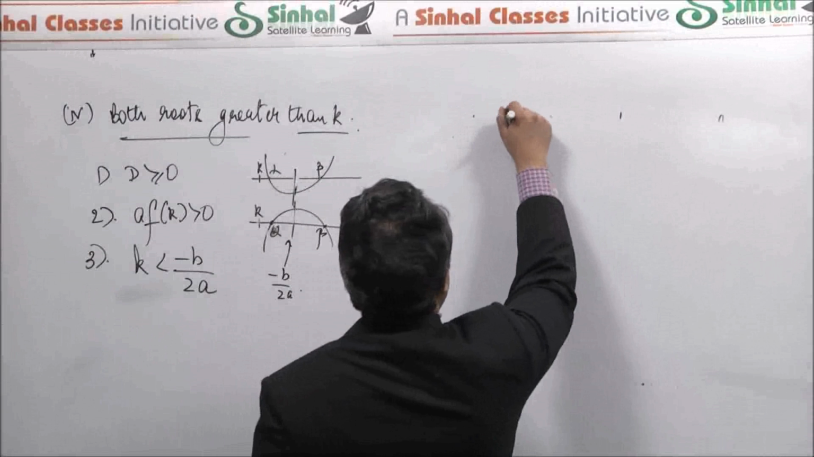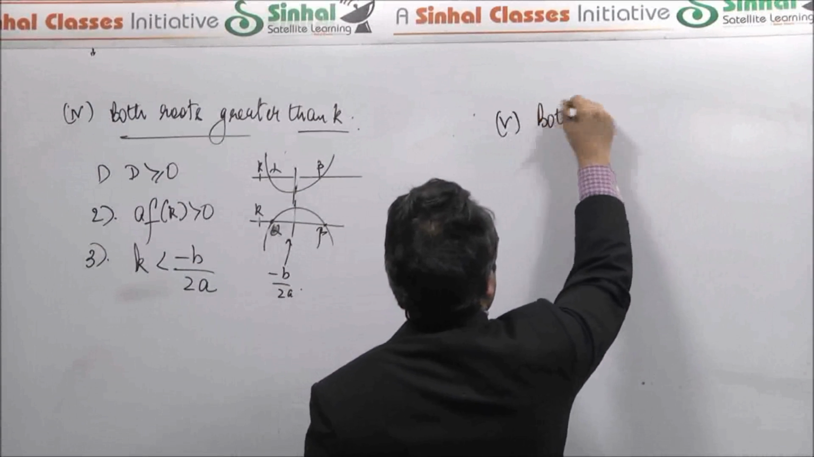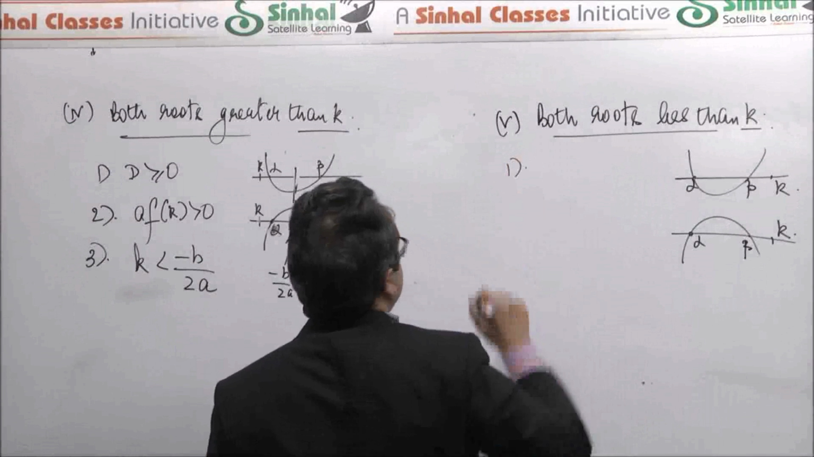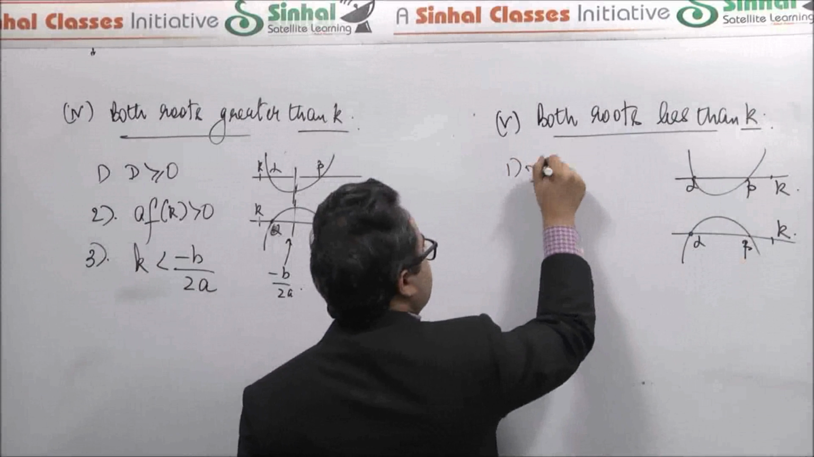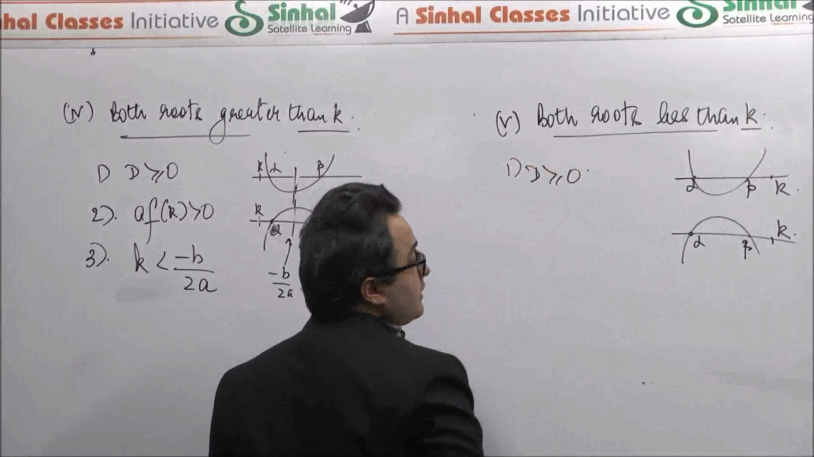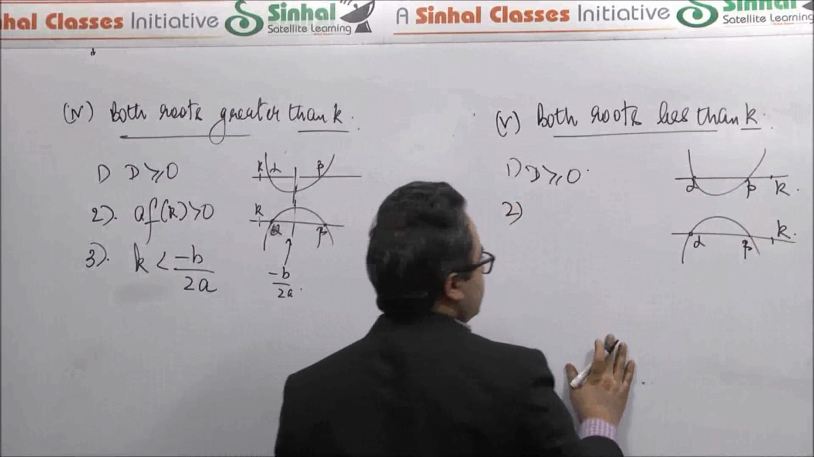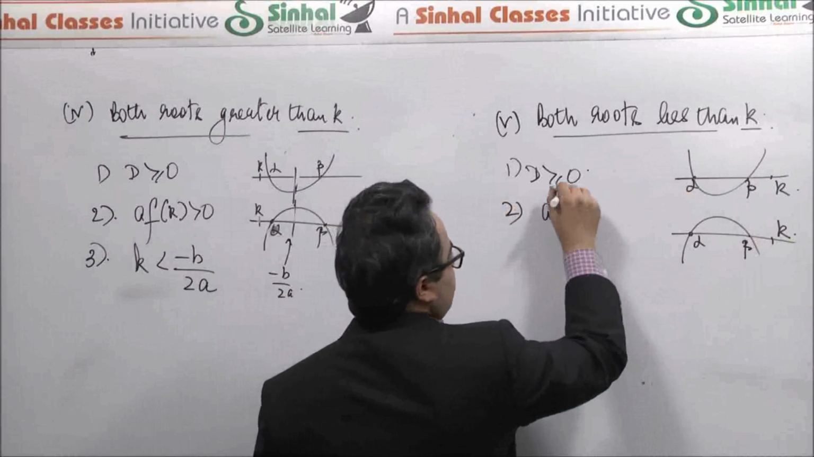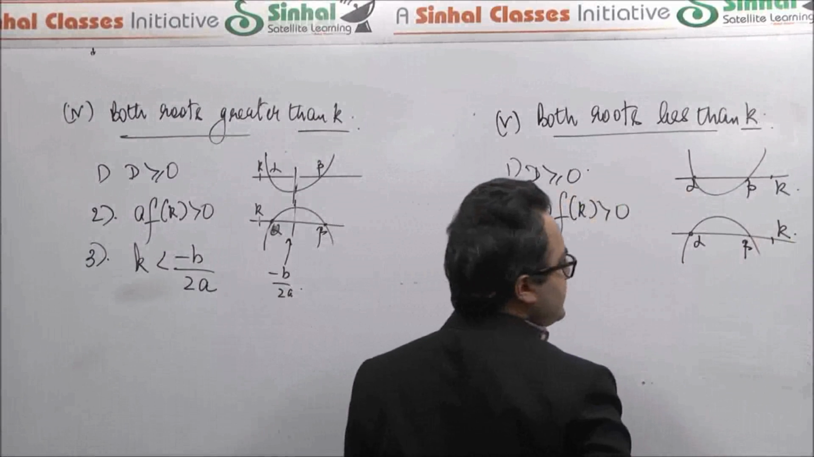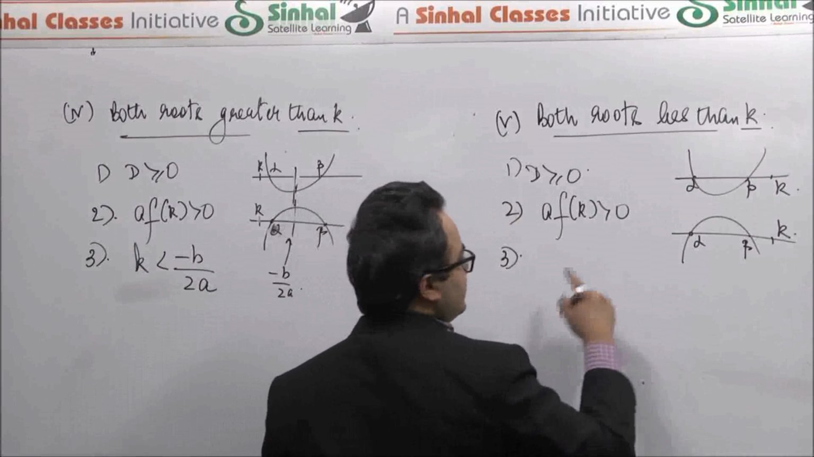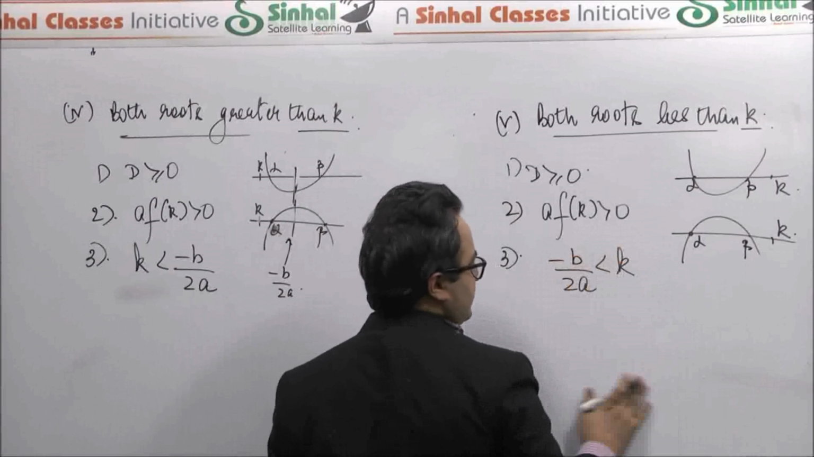And similarly, we can now talk about both the roots being less than k. So in this case again, the first condition remains the same. First of all, you have to ensure that the roots are real. Second thing that you need to ensure is that again k lies after the larger root beta. So a times f of k must be positive. And the third condition would be that since again alpha and beta both are less than k, the x coordinate of the vertex, which is minus b by 2a, will also be less than k.